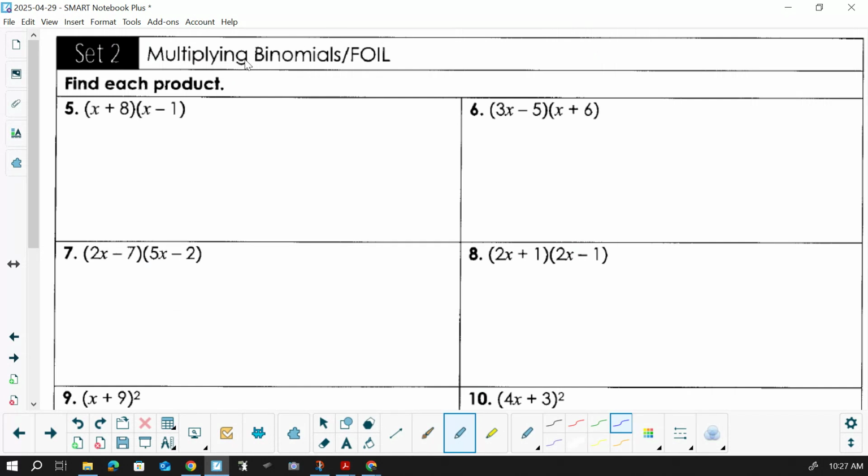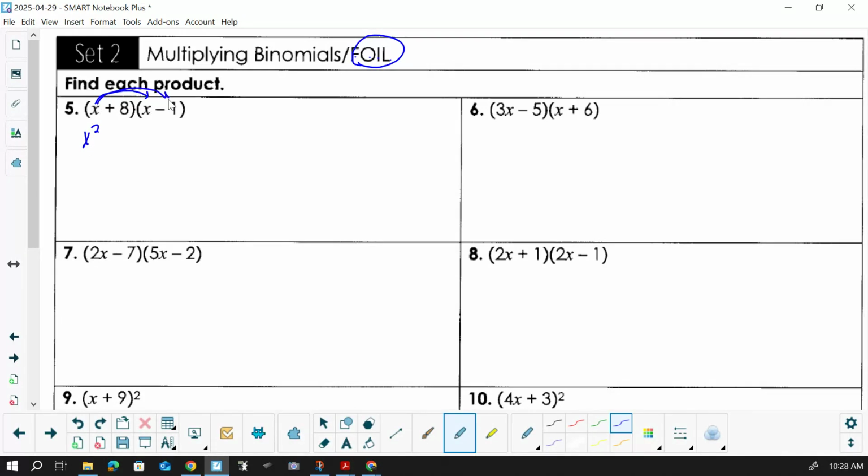All right, now this is just multiplying binomials we're doing. Some people call it FOIL, which stands for first, outer, inner, last. We don't call it that anymore. That's what we used to always call it. Multiplying means we're going to double distribute, which means the x times the x is x squared.